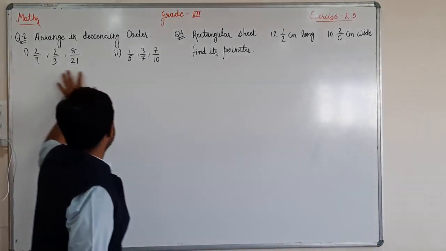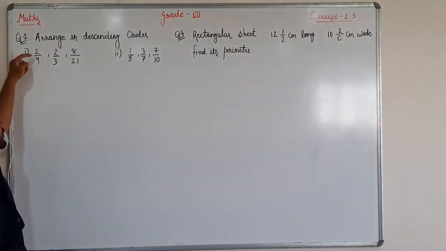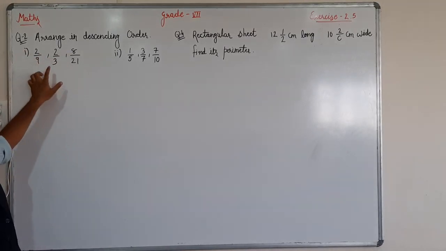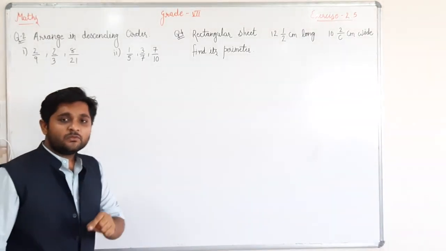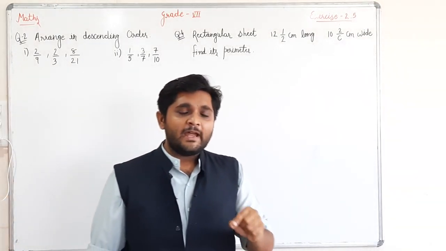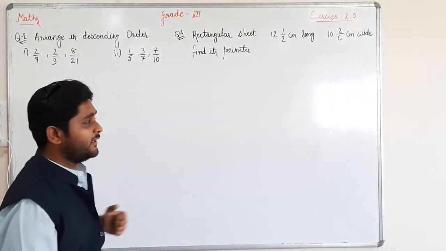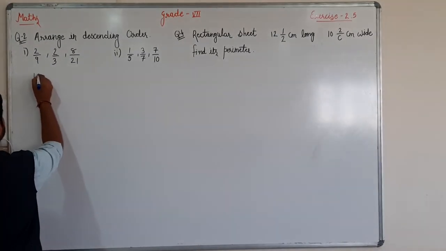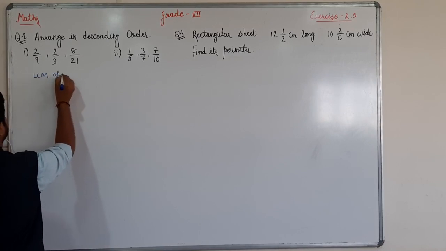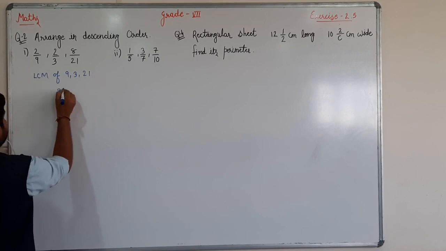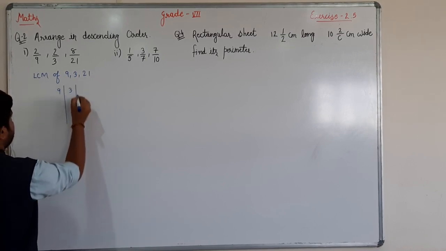Okay, so here, sum number 1 is 2 upon 9, 2 upon 3, 8 upon 21. Here all the denominators are different. So first of all we have to find the LCM and make all denominators the same. So let me find the LCM of the denominators: 9, 3 and 21.